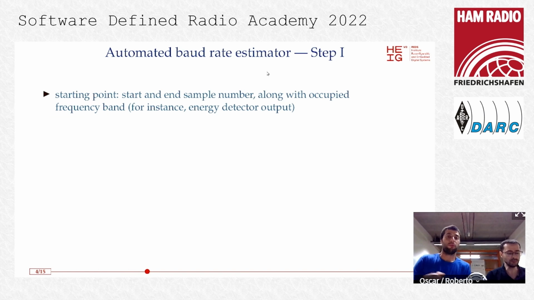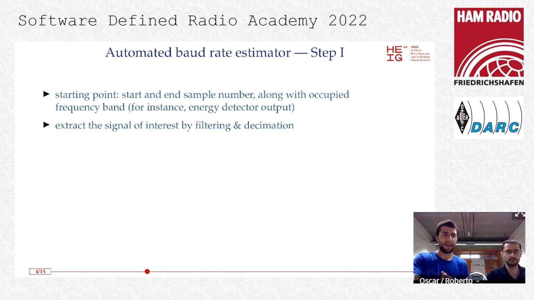So to give you some more details on the automated baud rate estimator, we can structure the system in several steps. The starting point is that you have a start and an end sample number along with the occupied frequency band, and this could be the output of the energy detector, for example, the one that is embedded in the SpectroGrasp system. And then what you do, you extract the signal of interest by doing some filtering and some decimation.